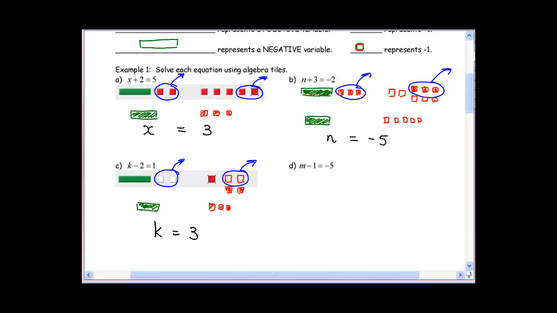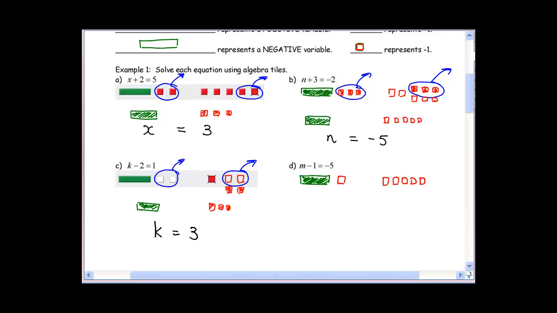Here we go. M. So that's M, a solid rod. How do we show -1? Yes, that is an open square. And this equals -5. So 1, 2, 3, 4, 5. There are 5 of these open squares or unshaded squares.